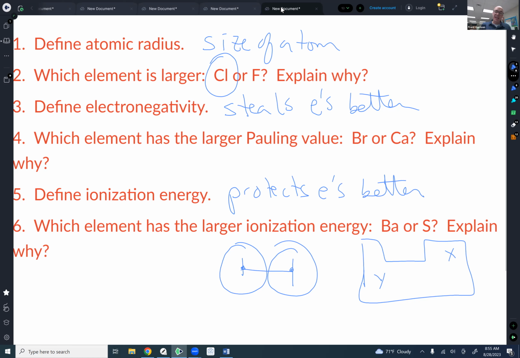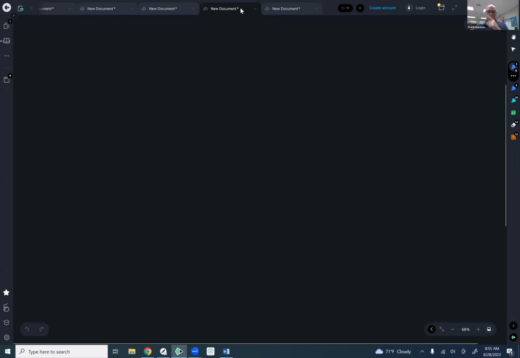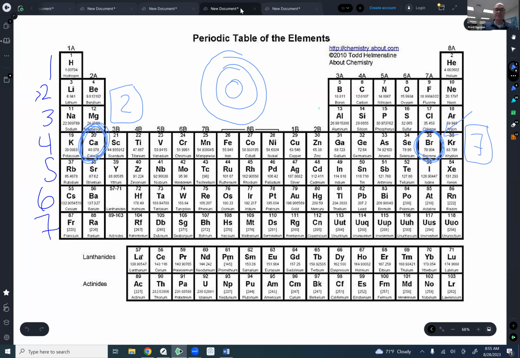On the other side, if you have a whole bunch of electrons and you have some extras, you're going to be willing to get rid of them. So your ionization energy will be low. You will have high ionization energy if you protect your electrons. So here we are with barium and sulfur. Let's take a look at where they are. Barium down here, sulfur down here.